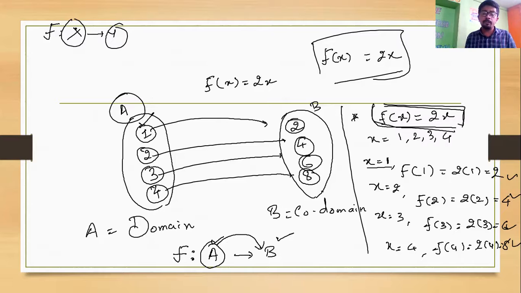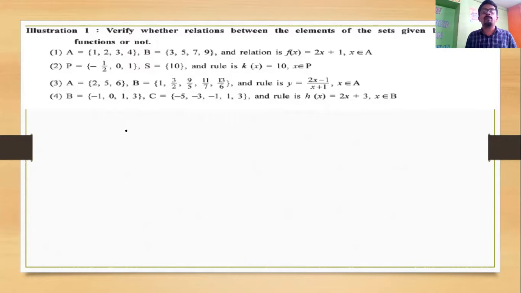What does a function mean? A function means that we are relating two sets. Which are the two sets? They are the domain and the codomain. We'll take the elements from the domain and check the image in the codomain. That is what we are going to see here. Now, giving a little touch to it, let us take one example.